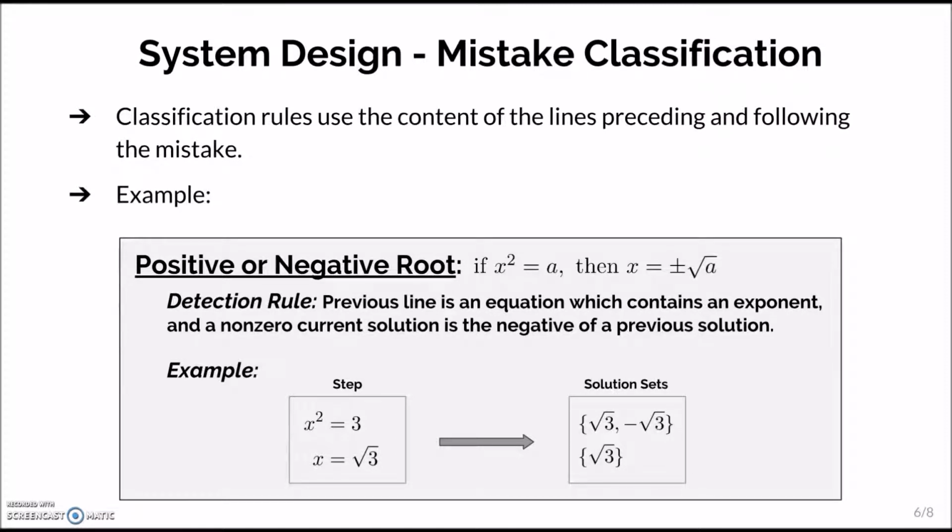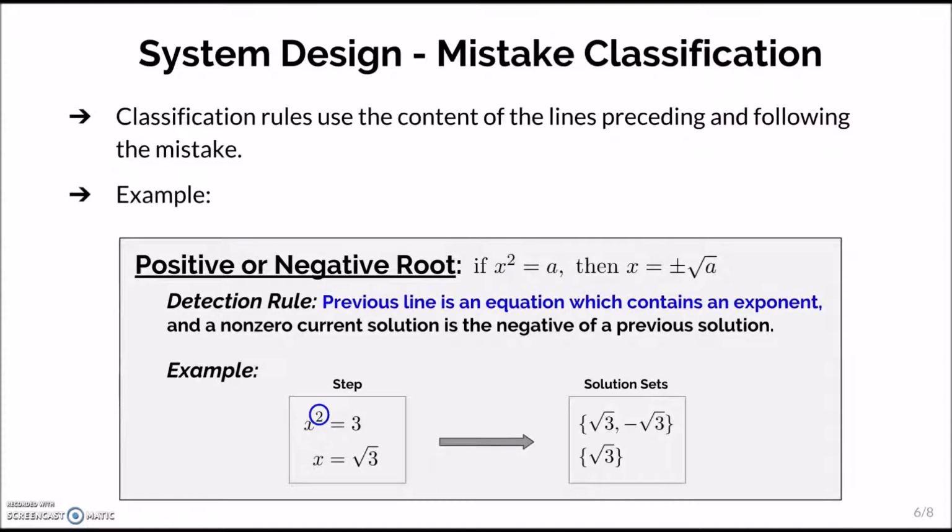a squared equation. Now the detection rule for this mistake class is that the previous line is an equation which contains an exponent, and a non-zero current solution is the negative of a previous solution. So let's demonstrate this detection rule on an example. The step consists of the equation x squared equals 3 turning into the equation x equals root 3. So first of all, we know that there is a mistake because the solution sets don't match up. The first equation has solution set root 3, negative root 3, and the second equation only has a solution set of root 3. So now that we know that there is a mistake, the detection rule is applied.